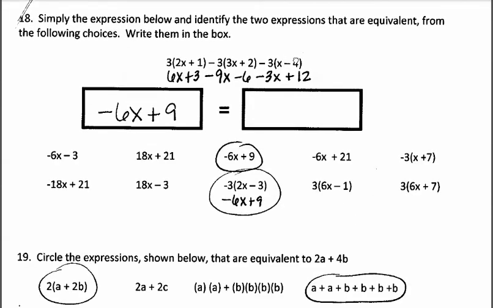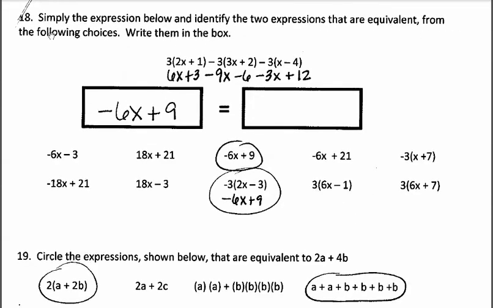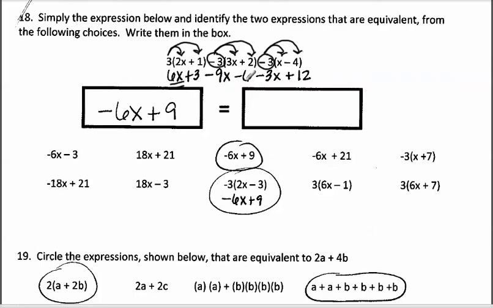Okay, number 18, simplify the expression below and identify the 2 expressions that are equivalent from the following choices. All right, this one takes a lot of work, so watch. 3 times 2x is 6x. 3 times 1 is 3. Negative 3 times 3x is negative 9x. Negative 3 times 2 is negative 6. Negative 3 times x is negative 3x. Negative 3 times negative 4 is positive 12. So now I have 6 positives, 9 negatives, and 3 negatives. 9 and 3 make 12 negatives. Those cancel out with 6 of the positives, so I have 6 negative x plus 9. Because 3 and 12 make 15, take 6 away, and I'm left with 9.